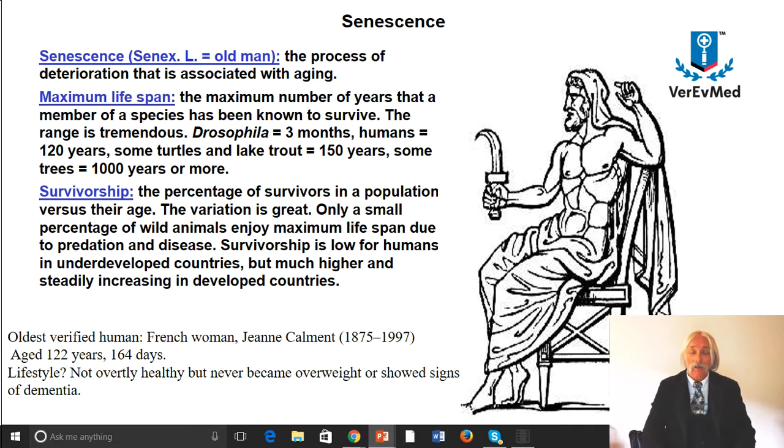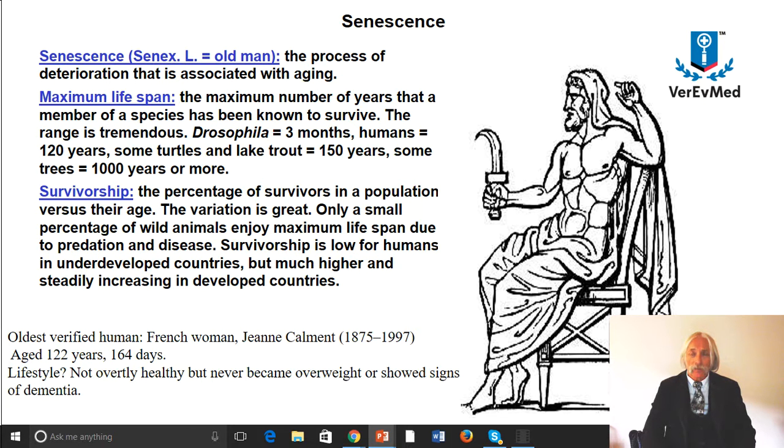The range is really tremendous if you look at all biological systems. Drosophila, the fruit fly, a model organism for studying genetics, which we're going to be talking about today, genetics, not Drosophila. Humans, maybe they're 3 months. Humans, maximum somewhere around 120 years. Turtles and lake trout, more than that, maybe up to 150 years. And some trees, as we'll see in a moment, like the bristlecone pine, can live 1,000 or more years. So their longevity is quite substantial.